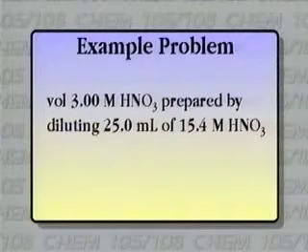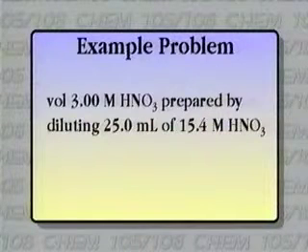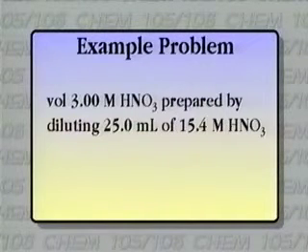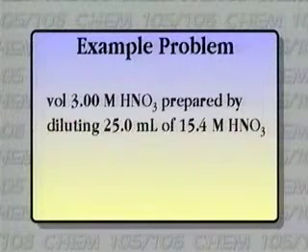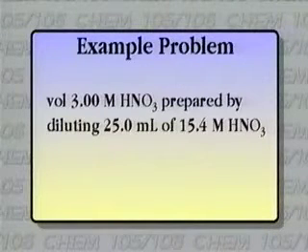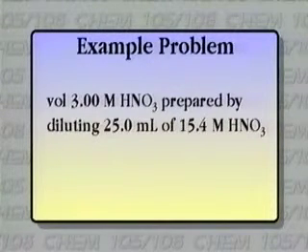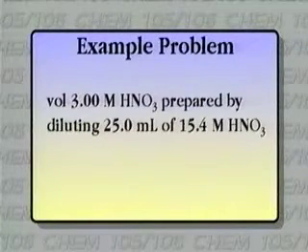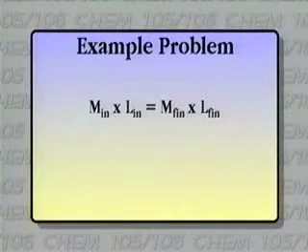What volume of 3 molar nitric acid could be prepared by diluting 25 milliliters of 15.4 molar nitric acid? Okay, we want to know how much of this 3 molar solution I can make by diluting 25 milliliters of 15.4 molar. By the way, this would be concentrated nitric acid. That's the molarity of it. This time, I don't prefer to do most problems this way, but let's go ahead and use the equation that we had a moment ago.